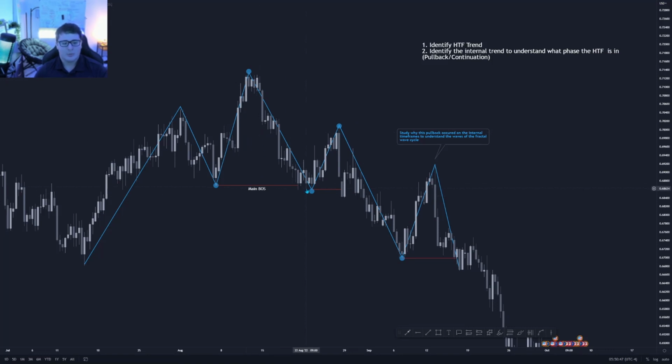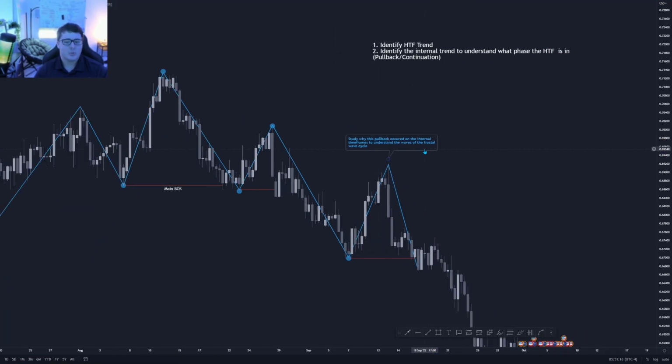So after a new low was made, that main BOS, we then had a pullback, right? A pullback on our higher time frame, which tells us there's going to be some form of internal structural shifts following the wave cycle. That's going to indicate a counter trend pullback, and then it's going to resume the higher time frame. So then, of course, in the higher time frame, we have a new lower high and a new lower low. A new lower high that makes obviously a new lower low. But we specifically want to focus on why this pullback occurred on the internal time frames to understand again the waves of the fractal wave cycle.